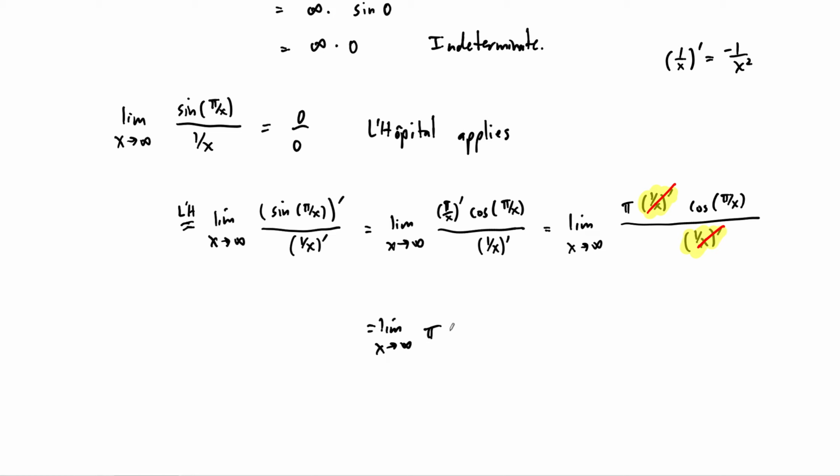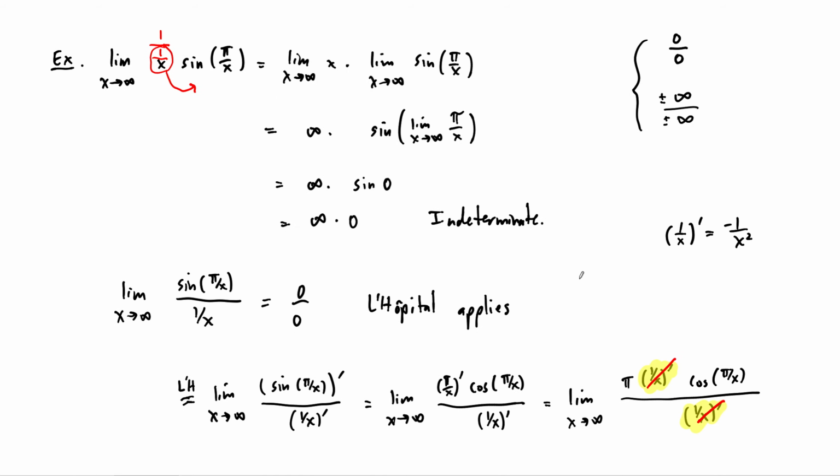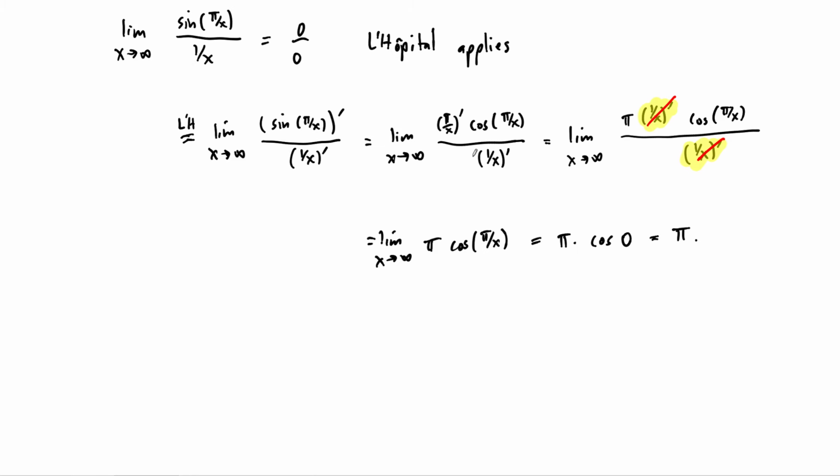All right? Again, everything here is continuous, so this becomes pi times cosine of 0, right? The limit of the inside is 0, and cosine of 0 is 1. So this is just pi. All right? So this tells us that the limit as x approaches infinity of x times sine of pi over x is equal to pi. So let me write down the conclusion there. The limit as x approaches infinity of x times sine of pi over x is equal to pi.